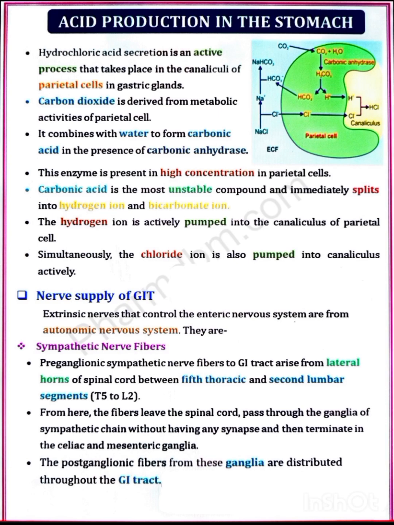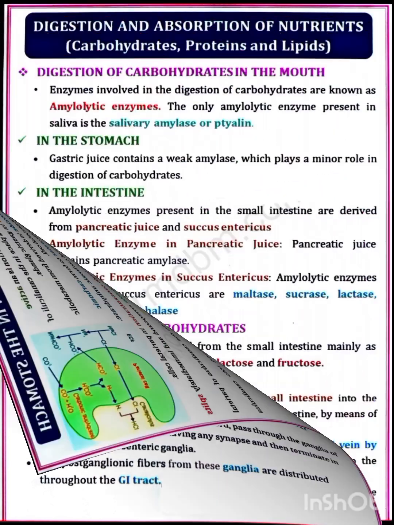Here the fibers leave the spinal cord, pass through the ganglia of the sympathetic chain without having any synapse, and then terminate in the celiac and mesenteric ganglia. The postganglionic fibers from these ganglia are distributed throughout the GI tract.